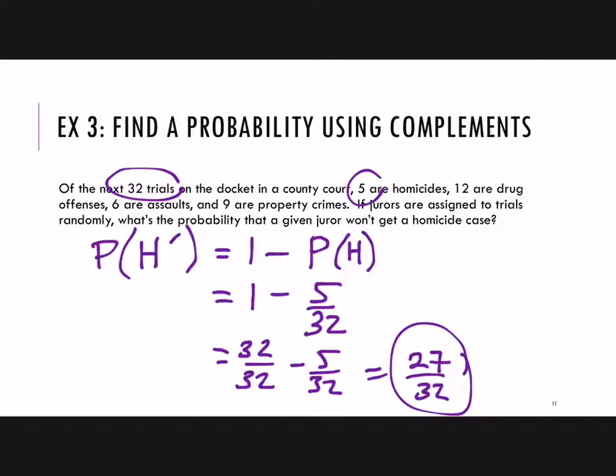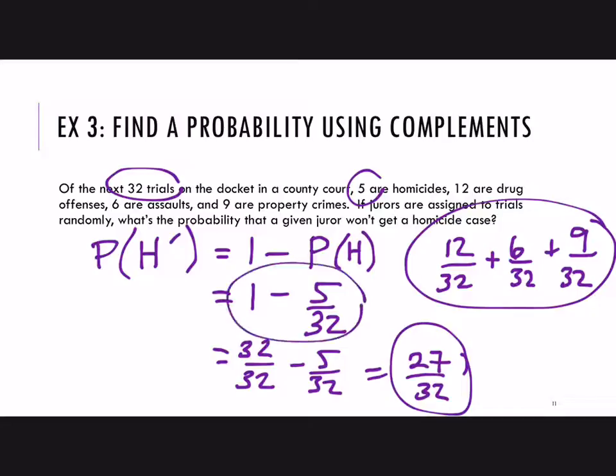Now think about how we'd have to do this if we use the addition method. I'd have to add up all of the things that are not homicides. So I'd have to add the 12 drug offenses, that probability, 12 out of 32, the 6 assaults, and also the 9 property crimes. So we have 1 minus one thing, or the addition of 3 different things. And picture if we had many different crimes here, more than just those 3, maybe we'd have a lot of different things to add up.